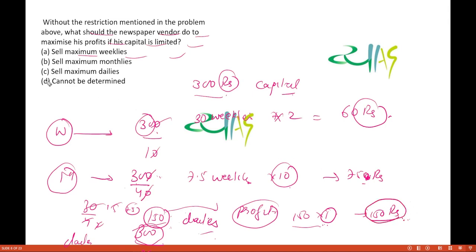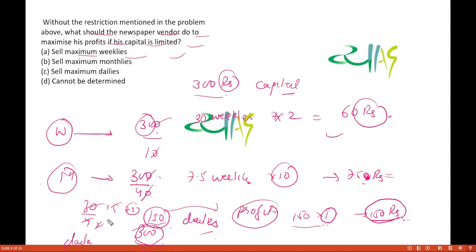So what will I do if my capital is limited? I took 300 rupees to sell each one, and now you can see what the profit percentage is that you are getting. When your weeklies are 10 rupees each, 30 weeklies you are selling, each weekly having 2 rupees profit, you are getting 60 rupees. For monthlies, if you are taking 300 rupees selling, 40 rupees, you will be getting 7.5 weeklies, and for each you are getting 10 rupees profit, you are getting 75 rupees.